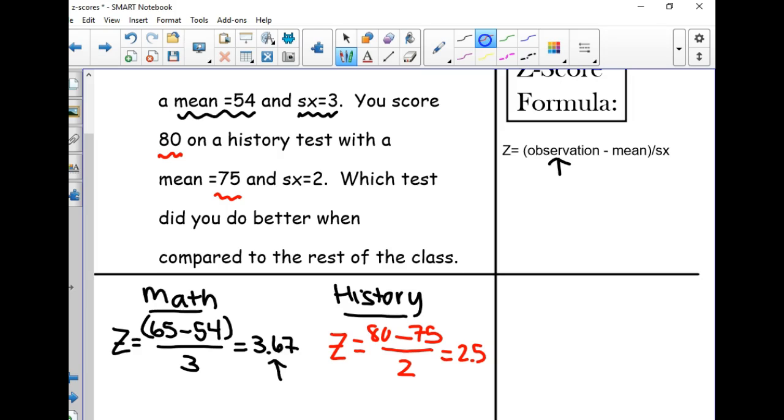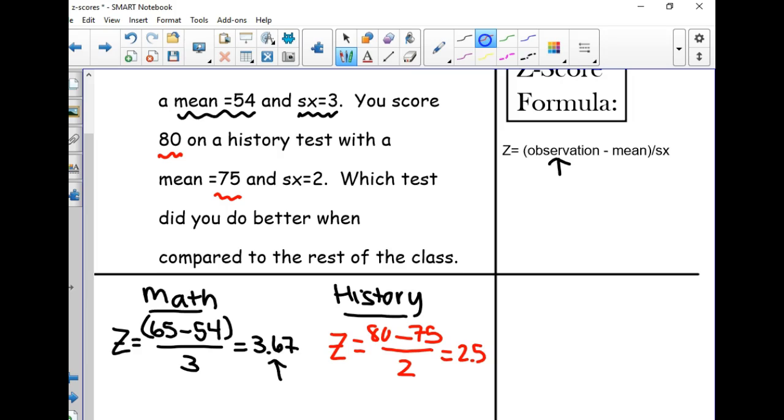But which one am I doing better comparatively? And why? We need to be able to back it up. Because your z-score is higher. Yeah, my z-score is higher. Very good. It's further from the mean. And in math and history and any schoolwork, we want to be above the mean. That's our goal. That's anyone's goal.